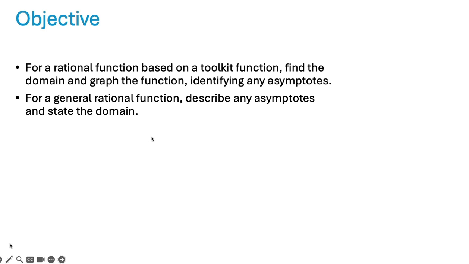We're going to do two things. We're going to see an example of a rational function that's based on a toolkit function and use that to find the domain, graph it, and then identify any prominent features, key features. The key features of rational functions are in the form of what we call asymptotes. So that's why you see the word asymptote here. We're going to define what that is, and that is the prominent or key feature of a rational function.